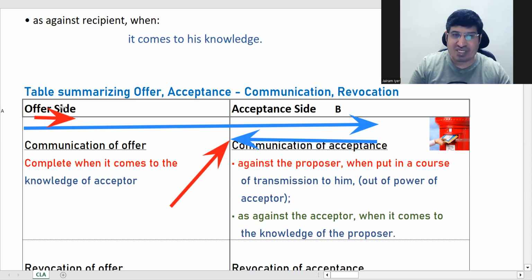Communication of revocation, what we said is, will be complete when the other party has posted his letter. So after this point you cannot revoke, basically.